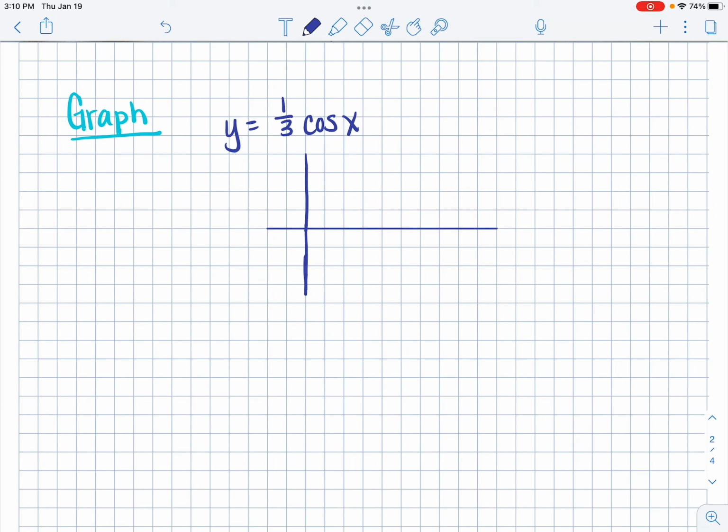So I know that my x-axis is not going to change. It's going to stay pi halves, pi, 3 pi halves, and 2 pi, so I'm going to label that. What's going to change is normally our graph would go up to 1 and then down to -1. But since I have an amplitude change of 1/3, I know that I only need to go up to 1/3 and then down to -1/3.